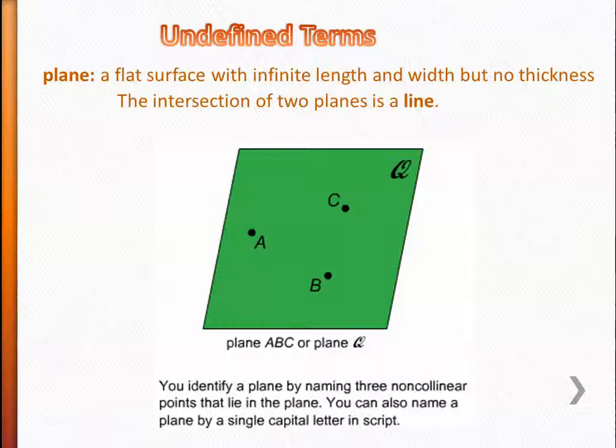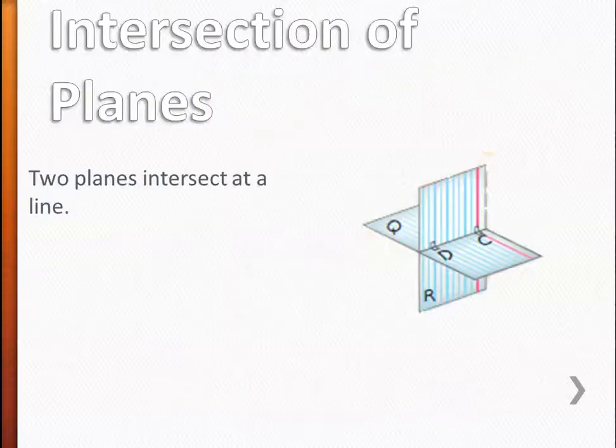Or you can name it by 3 non-collinear points. So in this figure, it's plane ABC. You just list the name of the points, and usually in alphabetical order. Two planes always intersect in a line as long as they are not parallel.